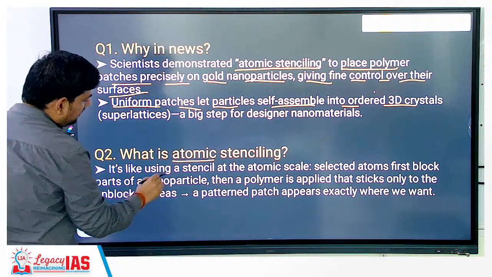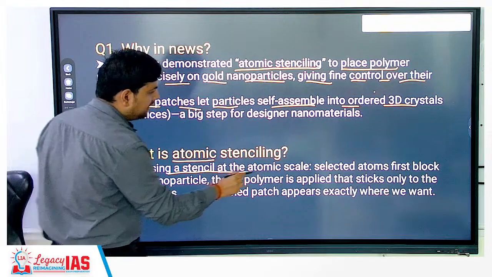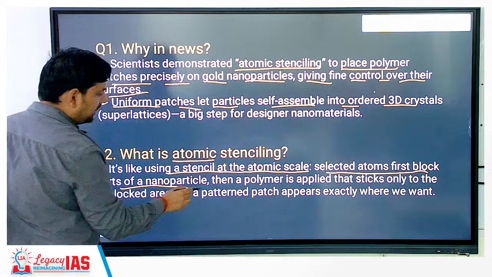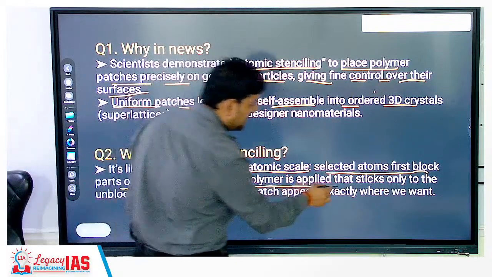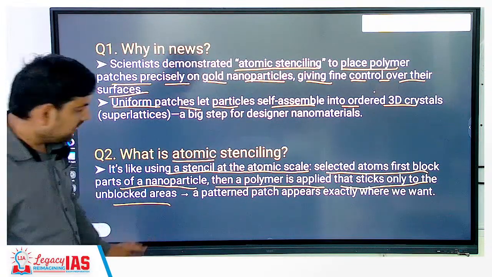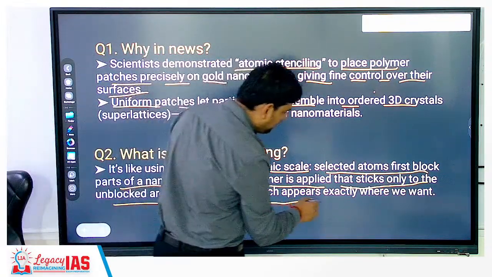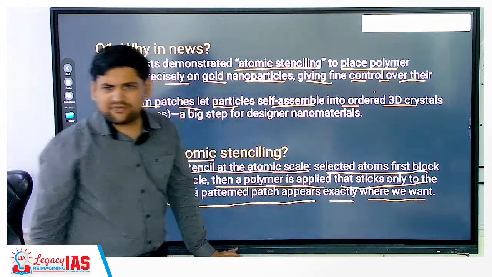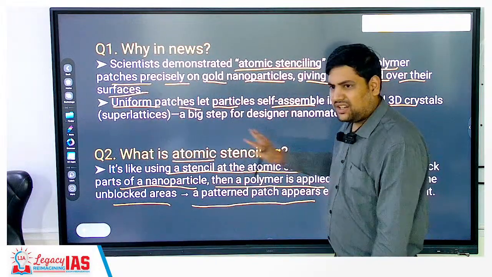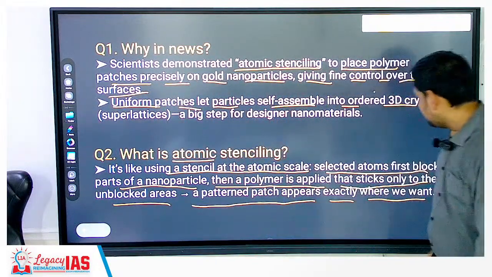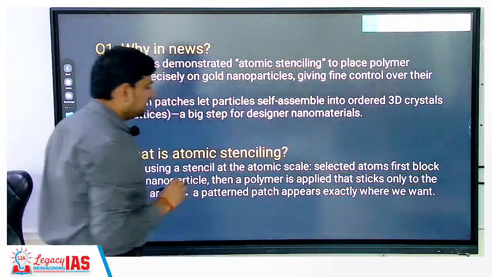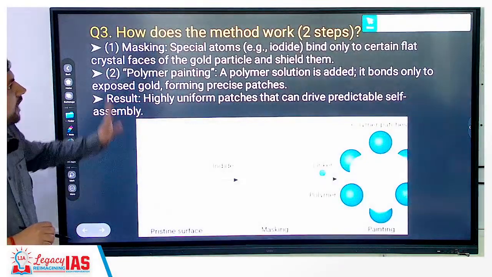Then what is atomic stenciling? It's like using a stencil at the atomic scale. Selected atoms first block parts of the nanoparticle, then a polymer is applied that sticks only to the unblocked areas. Correct? As we understood. Then a patterned patch appears exactly where we want. You need not remember the exact lines of this, but you should understand that process and that diagram. Correct? This is atomic stenciling.